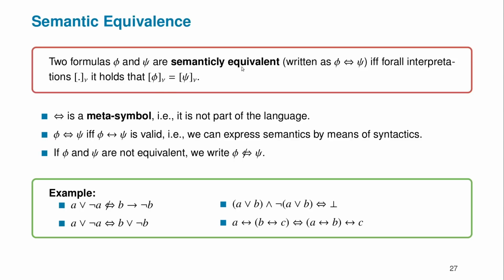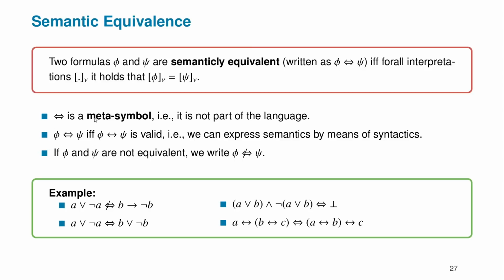We write semantic equivalence with this arrow here, with the two lines. And this symbol is not a symbol we have in the language of propositional logic, but it's a meta symbol which we use to talk about formulas. It allows us to relate formulas. The nice thing is that we have something similar in the language of propositional logic, which we can use to express this property here.